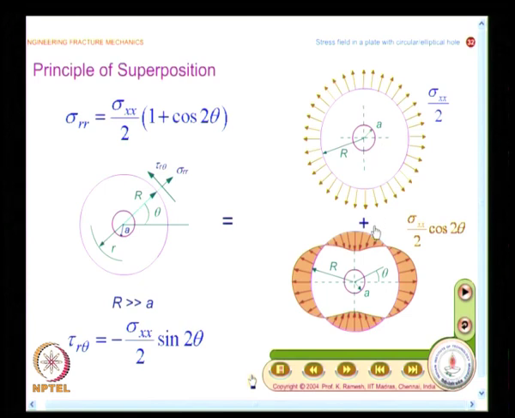And you have another problem, I have shown only one loading, I have shown the loading of sigma XX by 2 into cos 2 theta, make a sketch of it. The pictorial sketch is very interesting, you may not find it in many books. In addition to this, you also have the shear stress tau R theta, that also we will show. After you have drawn this, we will look at how the variation of minus sigma XX by 2 into sin 2 theta appears.